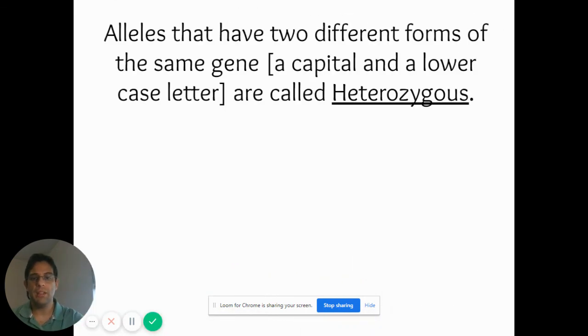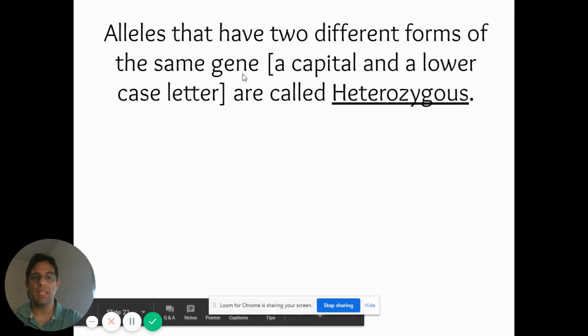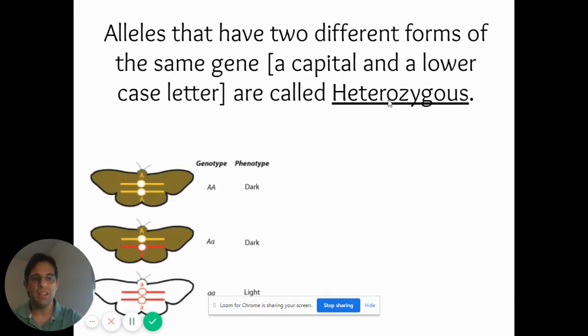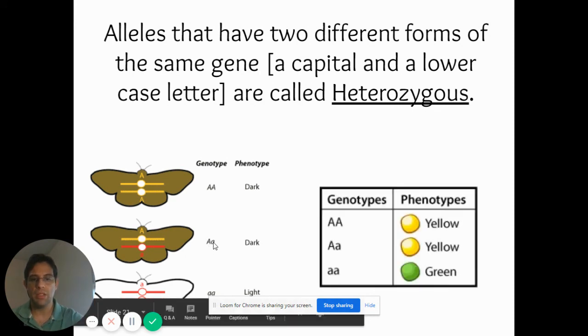On the other hand, alleles that have two different forms of the same gene, one capital and one lowercase, are called heterozygous. So when you have a capital and a lowercase letter, this is heterozygous. It doesn't matter if the phenotype is the same, I know it's heterozygous in the DNA. The information is mixed up.